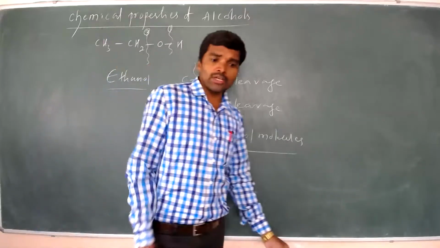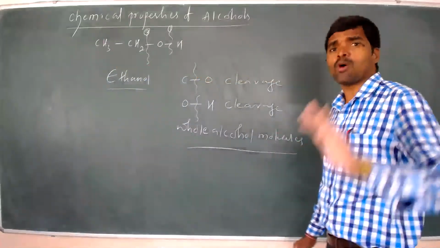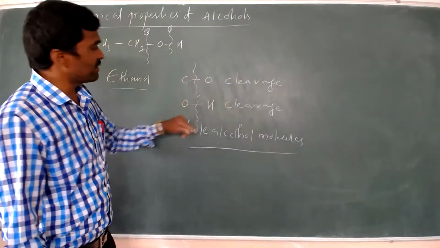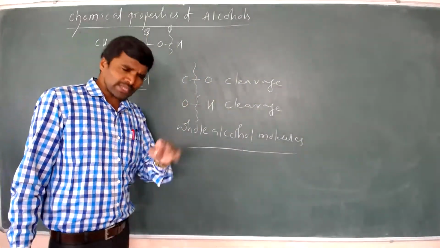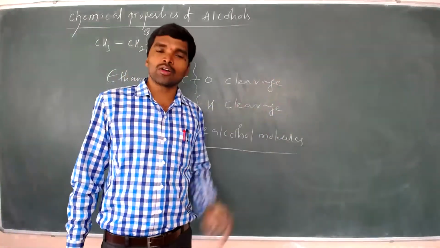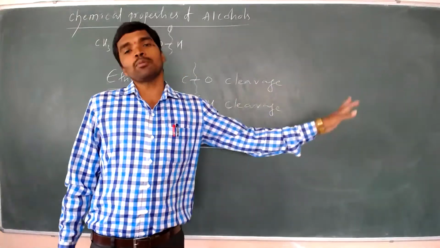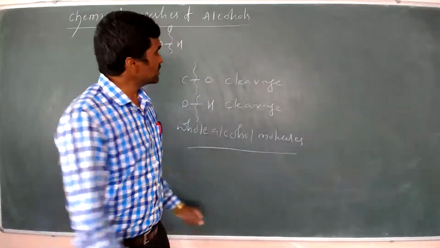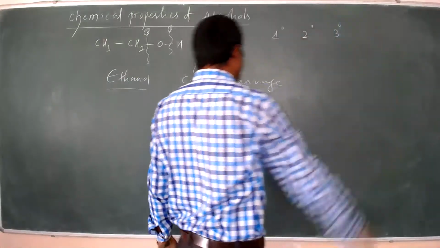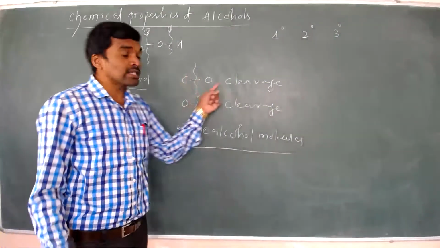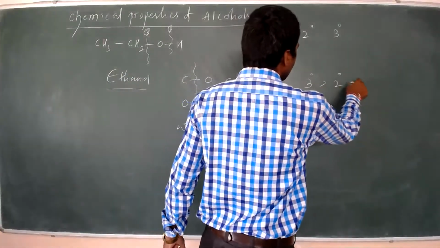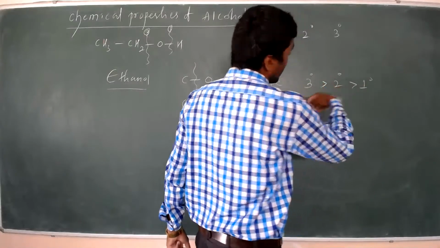Here is a very special and important point. There are three types of alcohols: primary alcohol, secondary alcohol, and tertiary alcohol. In carbon to oxygen cleavage reactions, tertiary alcohol participates first, then secondary, then primary. You remember, these orders are very important.